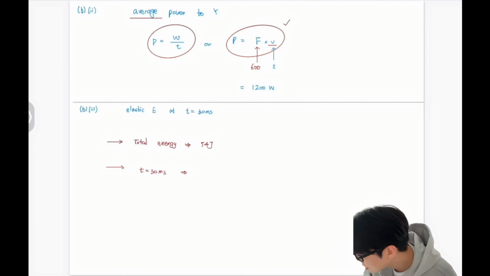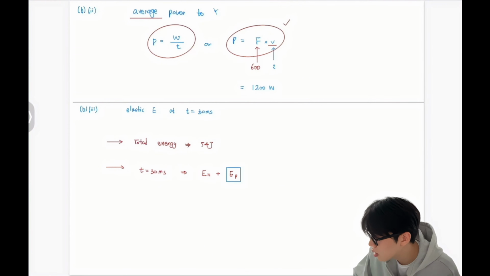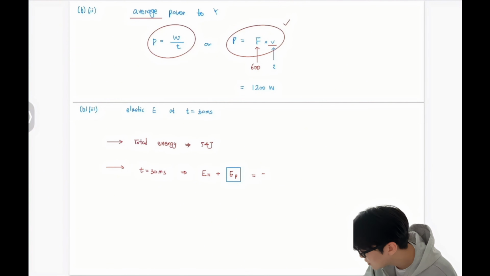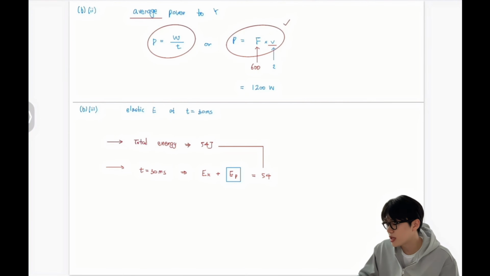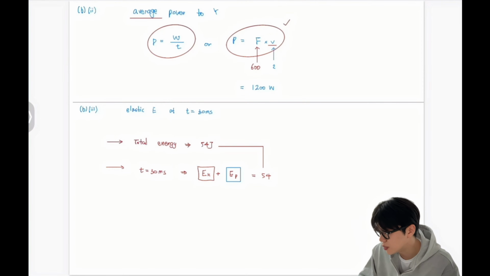So in that situation, we have the kinetic energy and also the elastic potential energy. The total is what we have to calculate, and that has to be 54 joules because it has to be the same. So now we have to think about what the kinetic energy is for these situations.